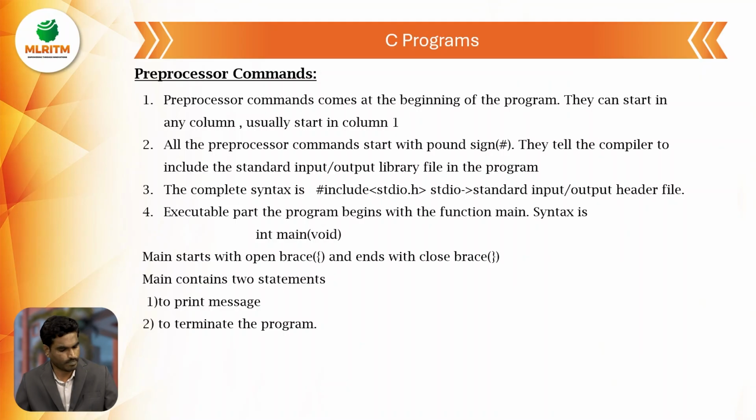Next, preprocessor commands come at the beginning of the program. They can start at any column, usually column 1. All the preprocessor commands start with the pound sign. They tell the compiler to include the standard input output library in the program. The complete syntax is hash include stdio.h, the standard input output header file.